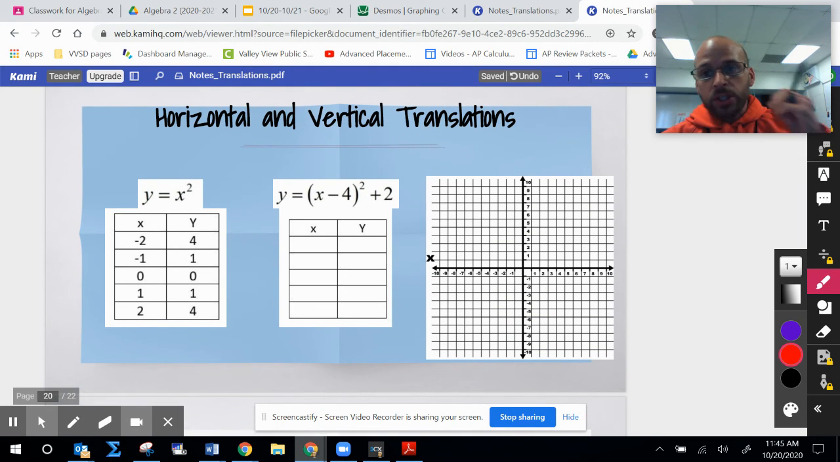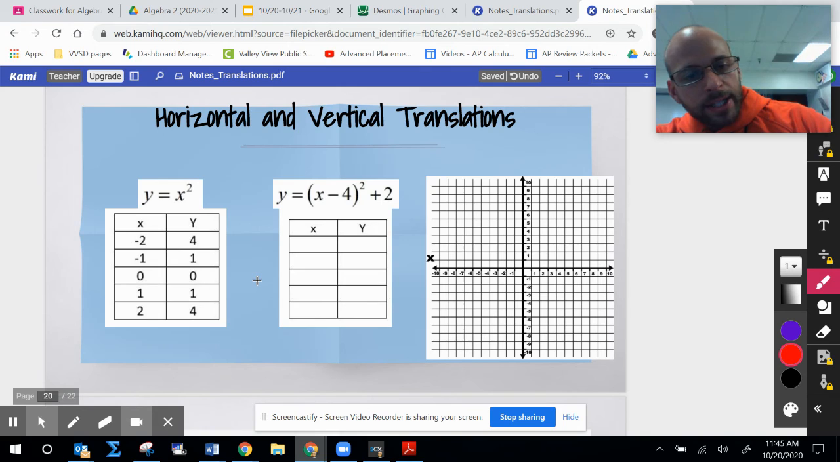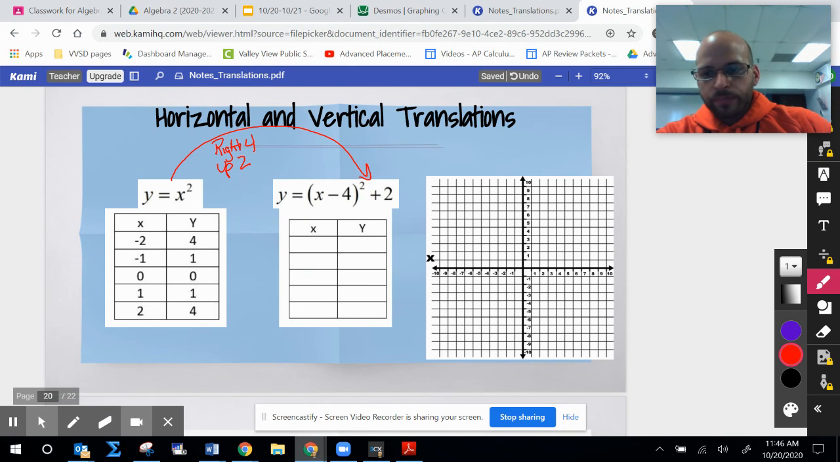So let's apply both of these transformations to a table, right? So if you look at this, if I go from the basic to this function, I know I need to go right 4, and I need to go up 2. Well, if I go to the right 4, that means I want to add 4 to all of these x values. So -2 plus 4 is 2. -1 plus 4 is 3. 0 plus 4 is 4. 1 plus 4 is 5. 2 plus 4 is 6.